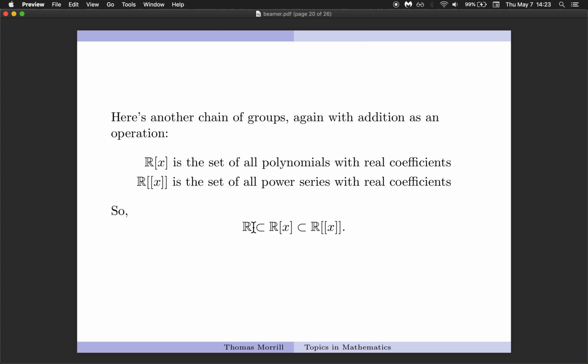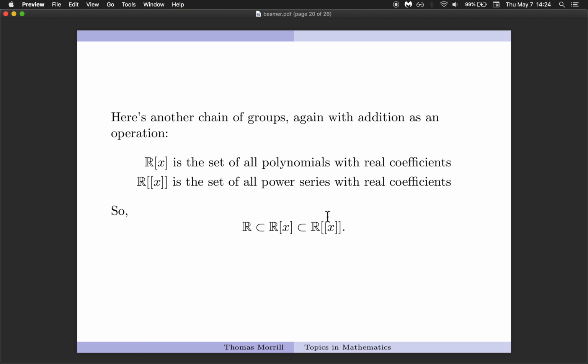Now, every real number by itself you can treat as a polynomial that is just a constant term. So the real numbers are contained in R bracket x. And every polynomial you can think of as a power series that eventually stops. So every polynomial is actually a power series, right? So I can have R bracket x contained in R double bracket x, just as sets. Every element in here is in here is in here.